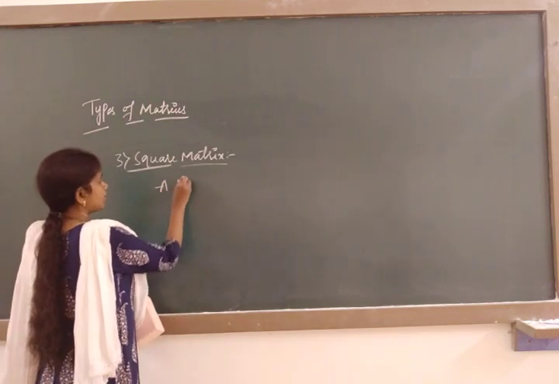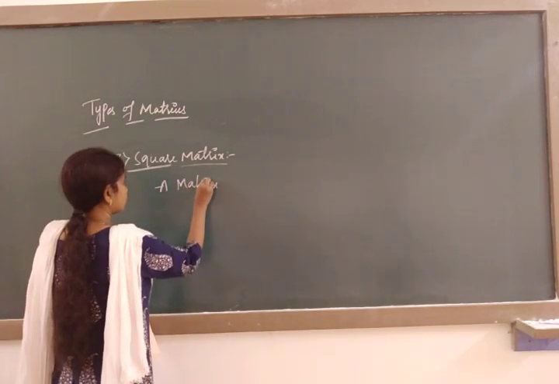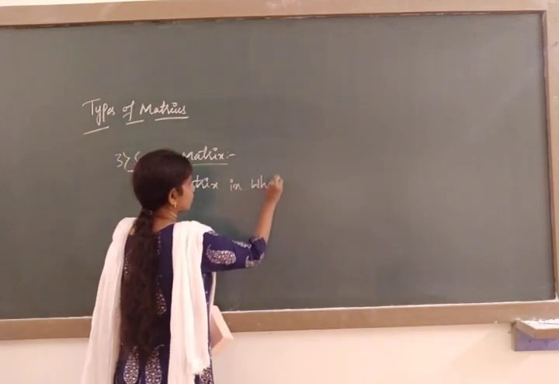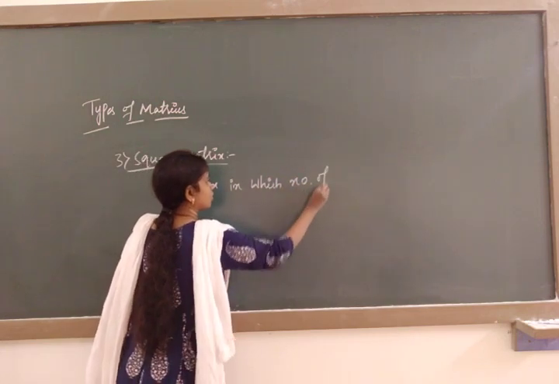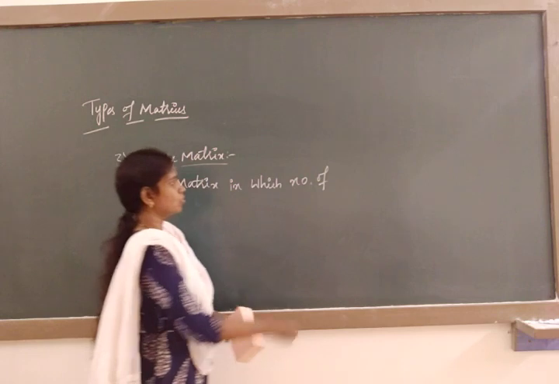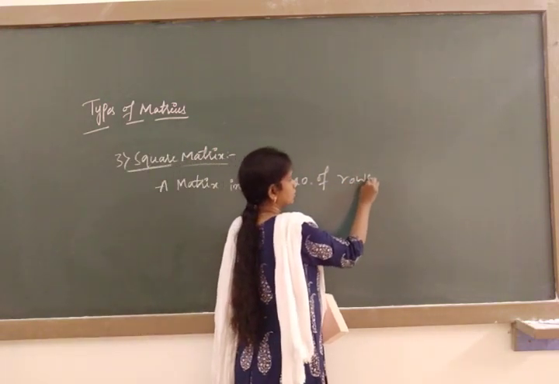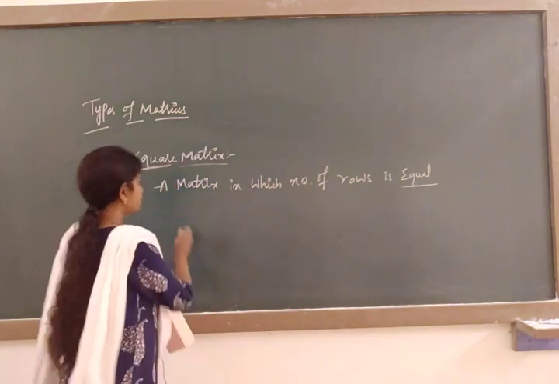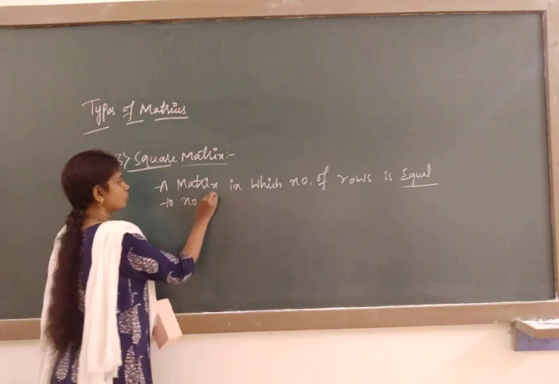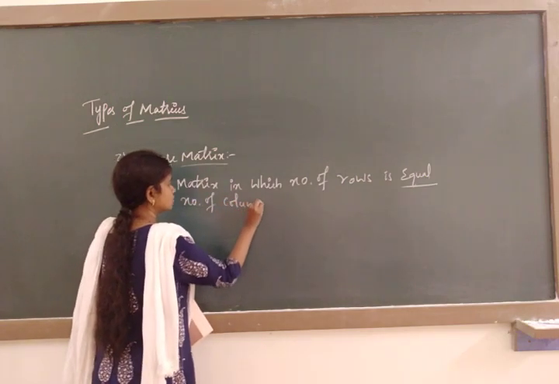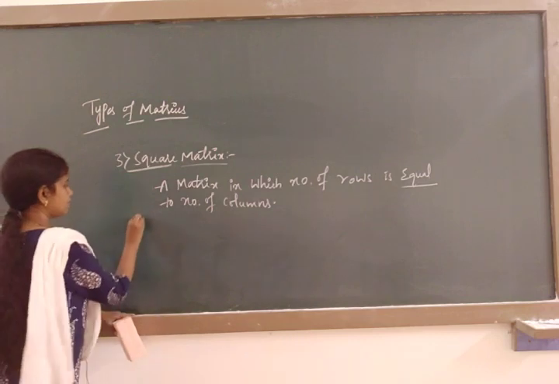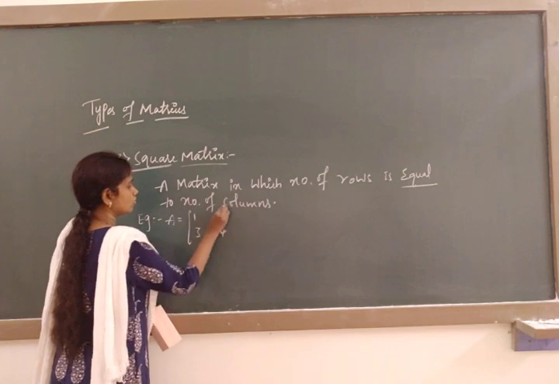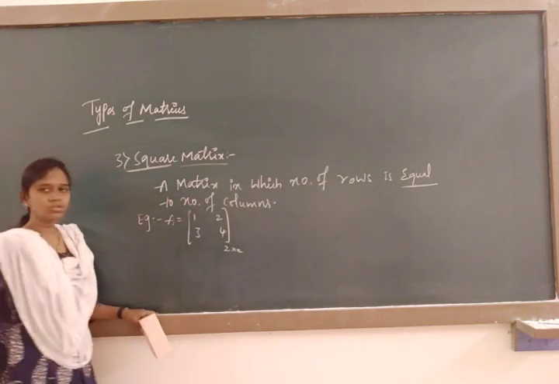Take down: a matrix in which the number of rows is equal to the number of columns. Example, A is equal to [1, 2; 3, 4]. So this is of order 2 cross 2.